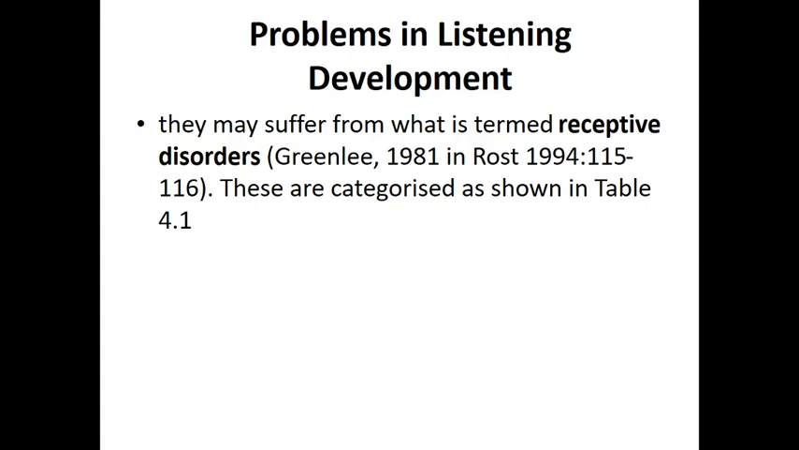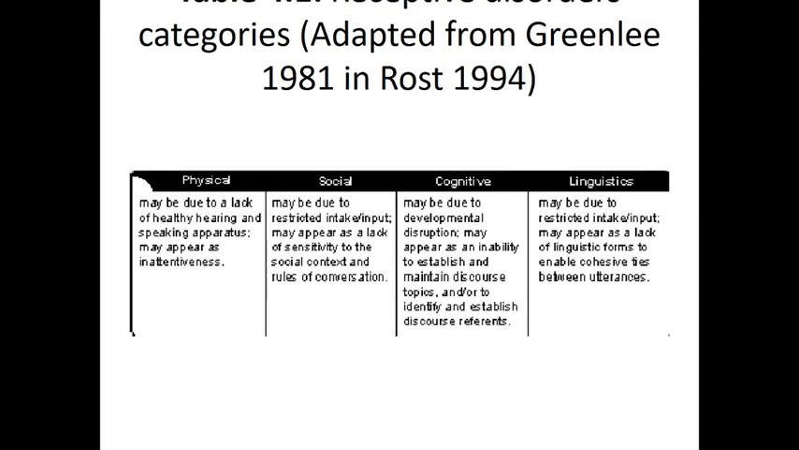Children may suffer from what is termed receptive disorders. These are categorized in a table: physical, social, cognitive, and linguistic. Receptive disorders. Physical may be due to a lack of healthy hearing and speaking apparatus, and may appear as inattentiveness. So there are hearing problems. Social may be due to restricted intake input, and may appear as a lack of sensitivity to the social context and rules of conversation.